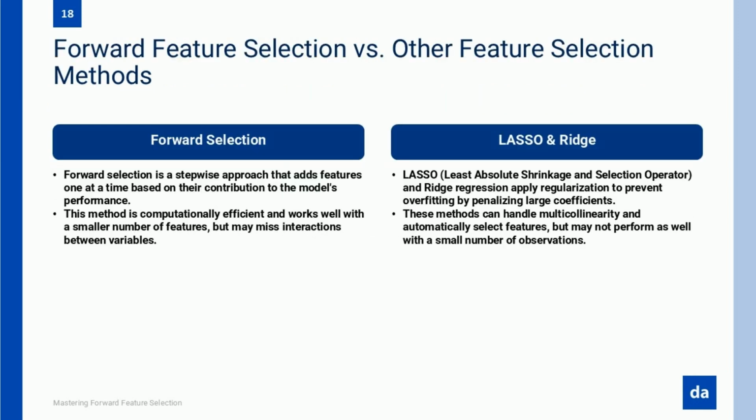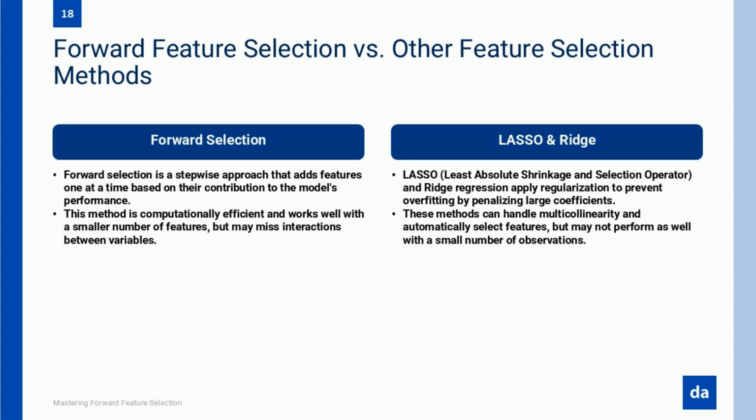Forward feature selection is powerful, but it's not the only player in the game. Other feature selection methods like LASSO and ridge regression take a completely different approach, and in some cases, they might actually work better. So how does forward selection stack up against the competition? First, let's compare it to LASSO regression.